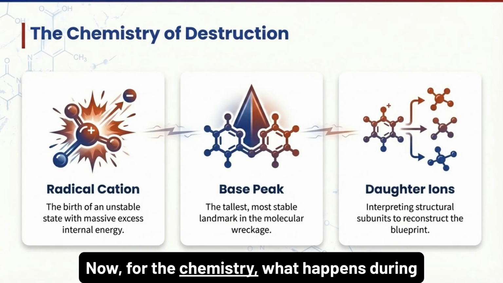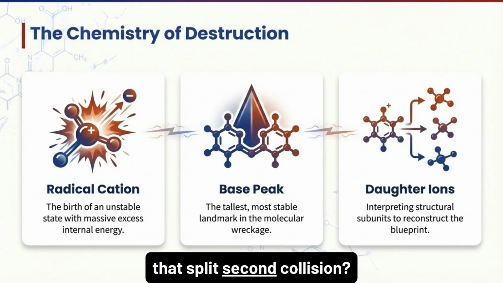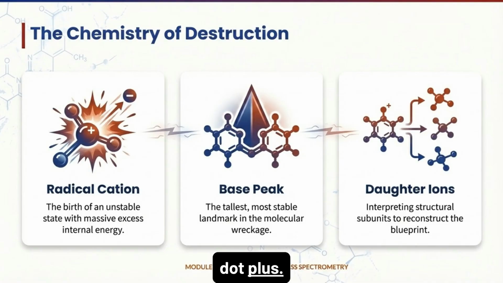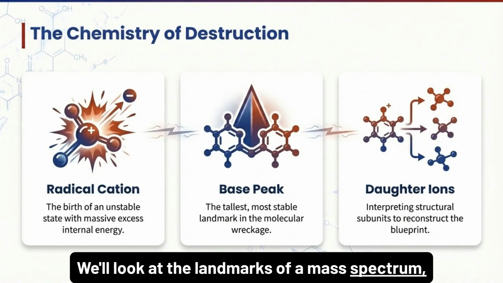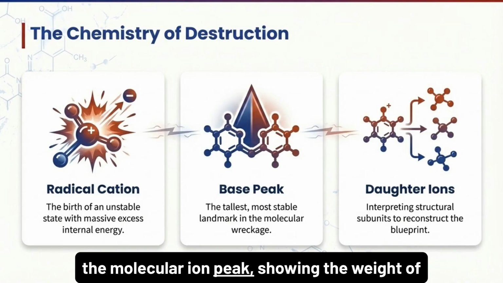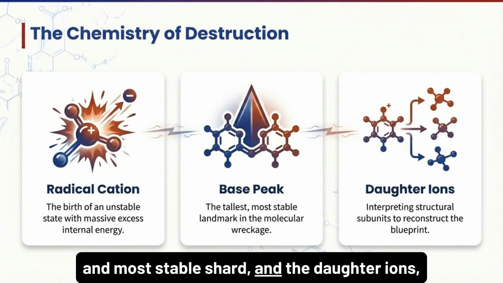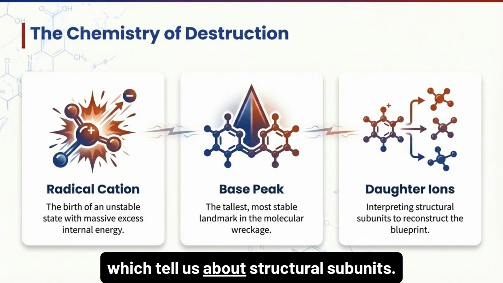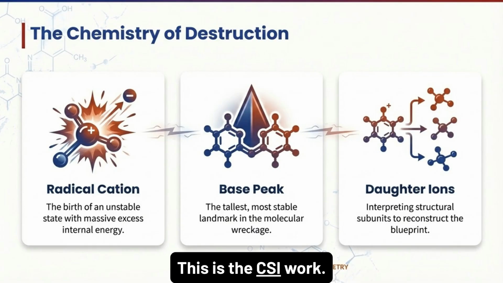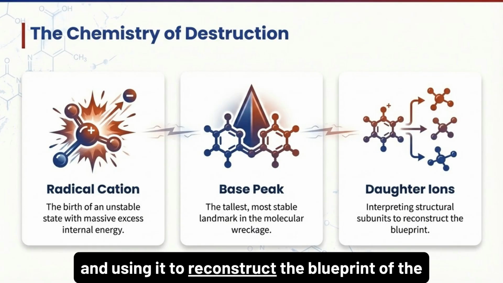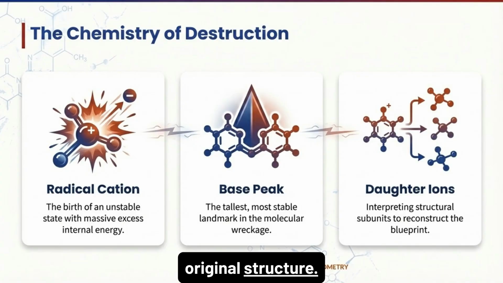Now for the chemistry. What happens during that split-second collision? We witness the birth of a radical-cation, or M+. We'll look at the landmarks of a mass spectrum: the molecular ion peak, showing the weight of the intact molecule, the base peak, the tallest and most stable shard, and the daughter ions, which tell us about structural subunits. This is the CSI work. You are looking at the wreckage of a molecule and using it to reconstruct the blueprint of the original structure.